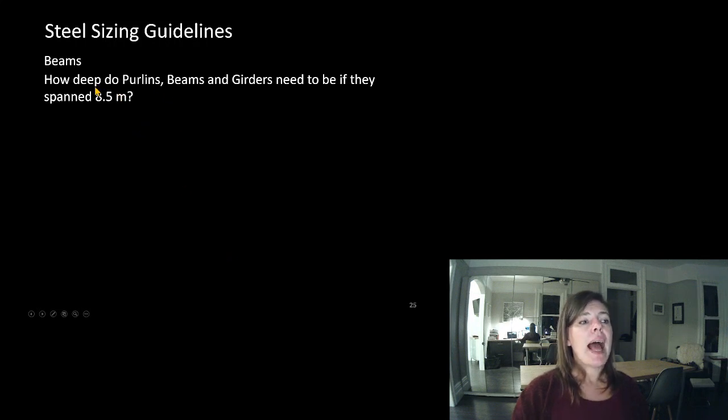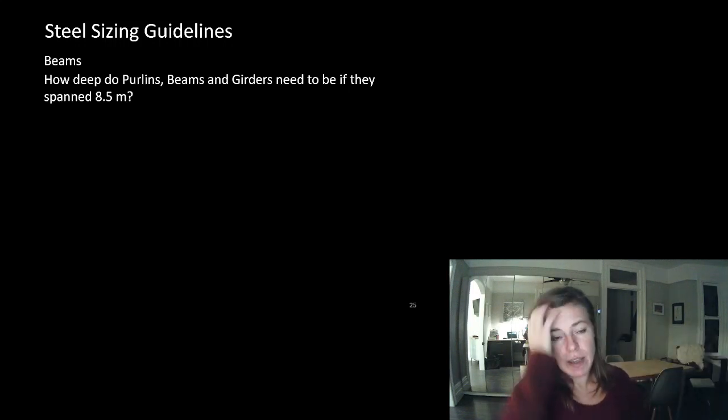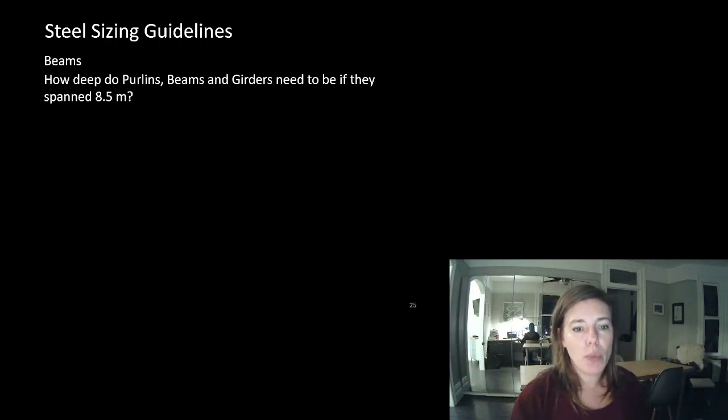How deep do our purlins, beams, and girders need to be if they're spanning 8.5 meters? So if we have a bunch of elements that are all spanning 8.5 meters, but they're doing different jobs. Remember, the purlin means it's about every 2 meters on center, and there's a bunch of them, and they're just supporting metal deck. So they're just picking up the nice, light, easy thing. You could use them interchangeably with open web steel joists, for example.